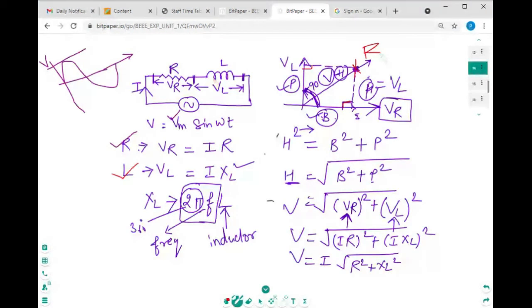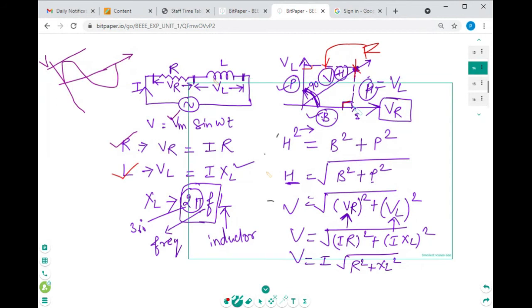So what is the resultant right here? The resultant is a voltage which we will calculate. So how will you find out this voltage? As you can see, this will become a right angle triangle. So this is the base, this is the perpendicular, and this is the hypotenuse.